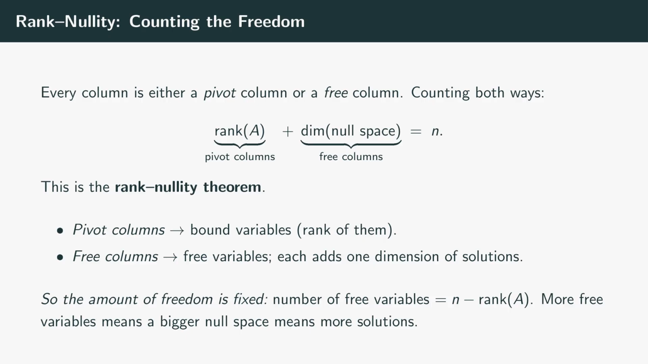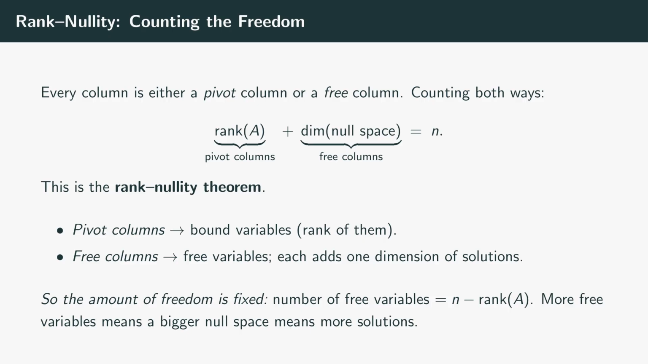So rank plus the dimension of the null space equals the number of columns. That statement is the rank nullity theorem, and it is one of the load-bearing facts of linear algebra. Read it as a budget. The columns split their total between bound directions, counted by the rank, and free directions, counted by the nullity.